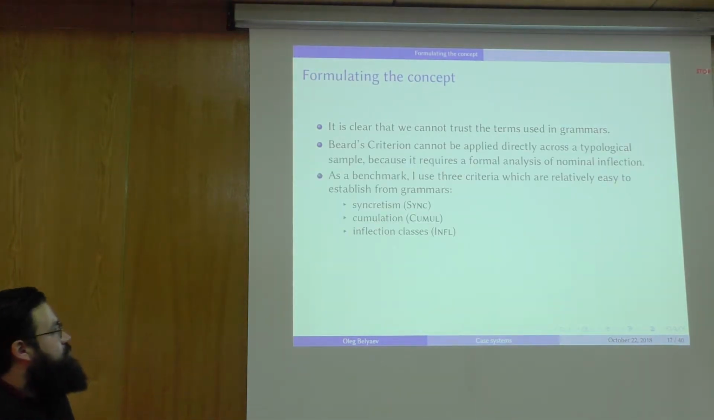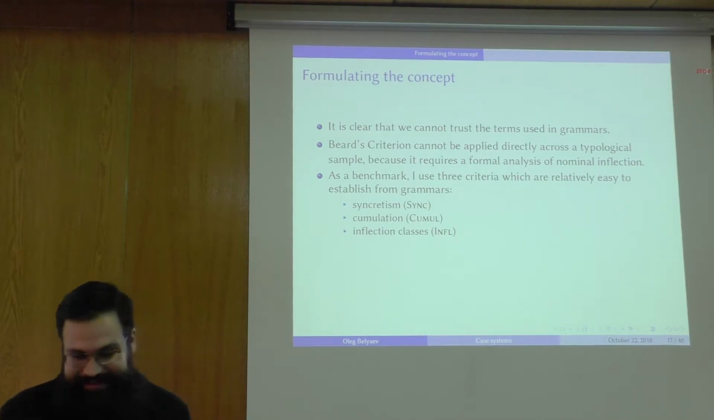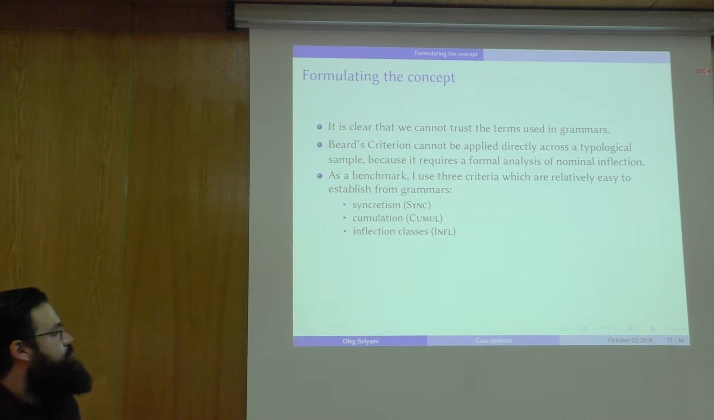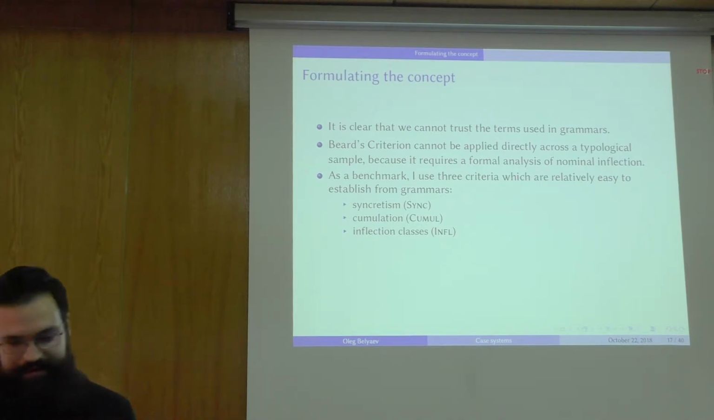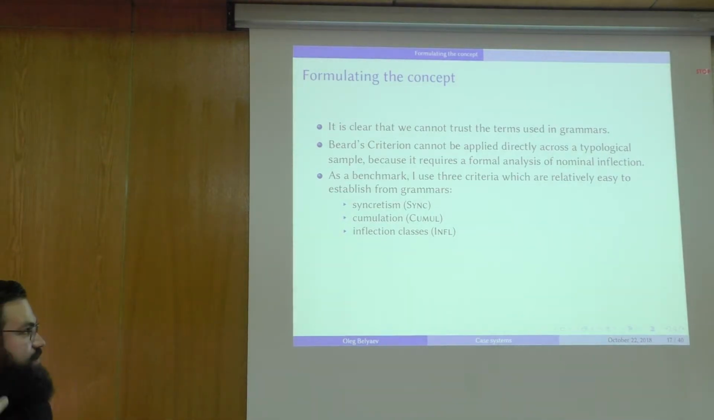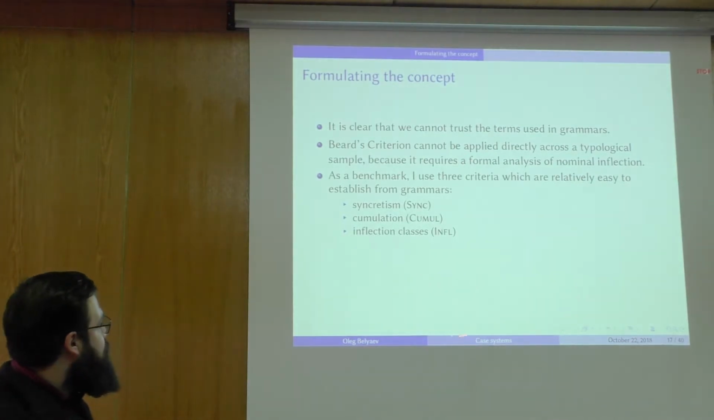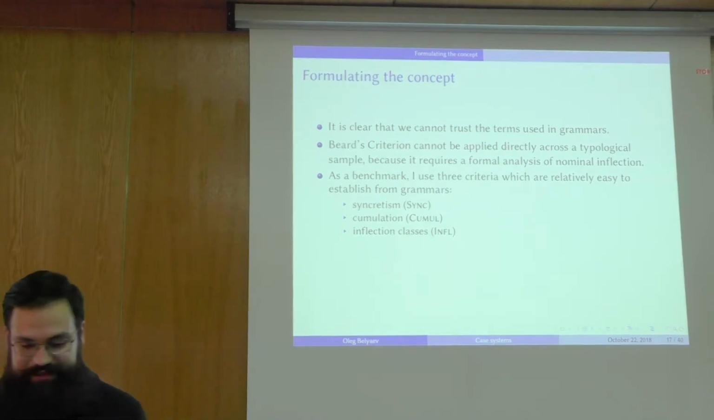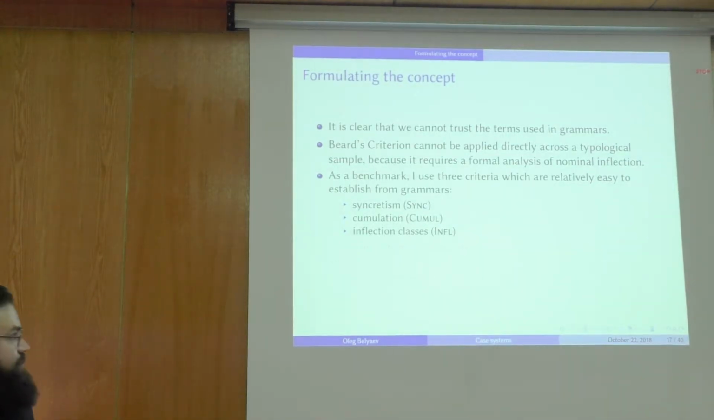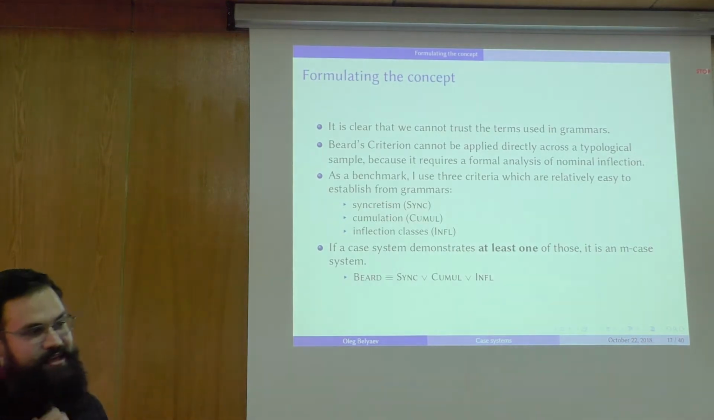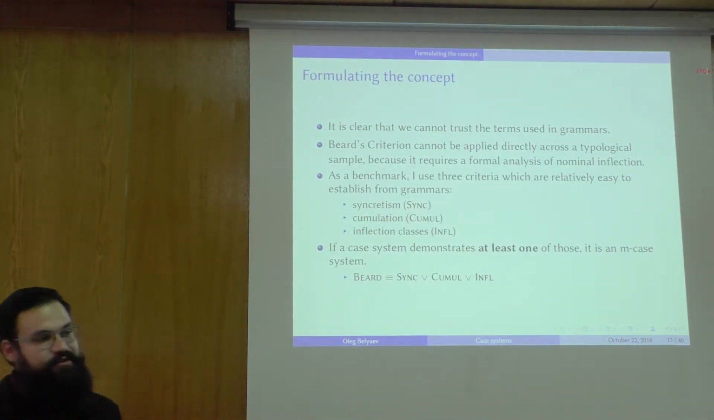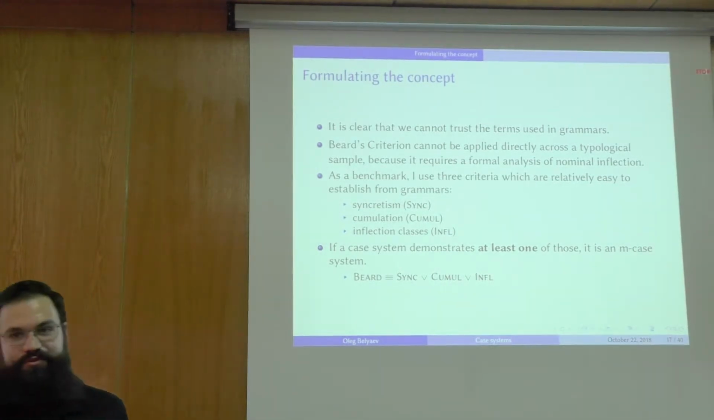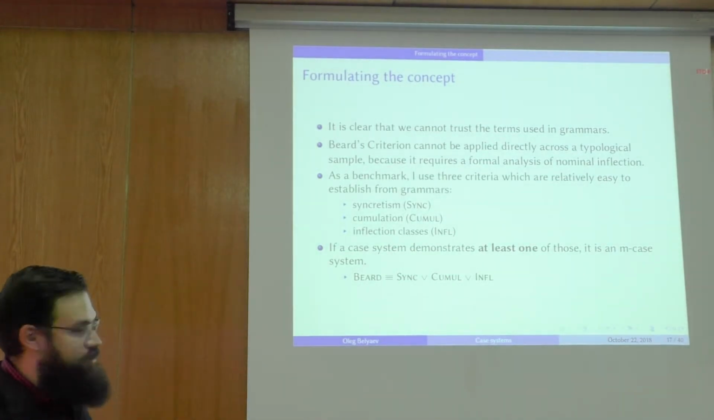It's clear that we cannot trust the terms used in grammars. We cannot trust people calling things cases or adpositions, so I propose using as a benchmark three diagnostics that show that the system corresponds to Beard's criterion. First, the presence of syncretism. If a case system has syncretism, then we assume that it corresponds to Beard's criterion. Then cumulation. If the case feature can be cumulated with a different grammatical feature, it also requires reference to the case feature independently of its morphological realization. Hence, the system corresponds to Beard's criterion.